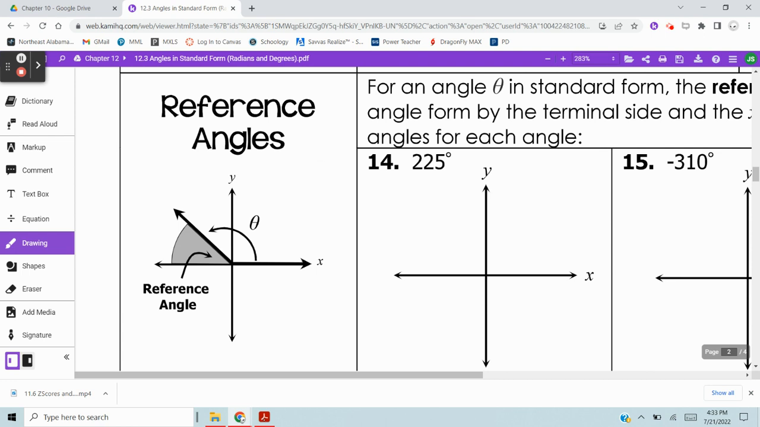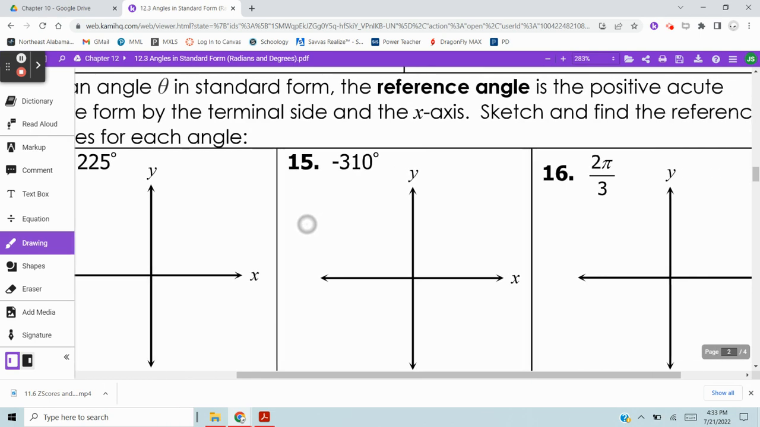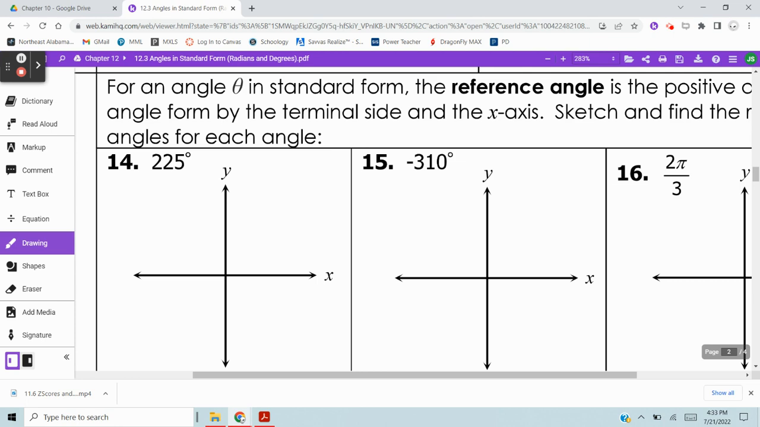If this is my angle, this is my terminal side, it's simply how far you are from the x-axis, the nearest part of the x-axis. And it'll always be an acute angle, because if you're here, this is how far you are from the x-axis. If you're here, this is how far you are. If you're in this quadrant, this is how far you are. So your reference angle will always be an acute angle, never bigger than 90. So again, for any angle in standard form, the reference angle is the positive acute angle, never negative, formed by the terminal side and the x-axis.